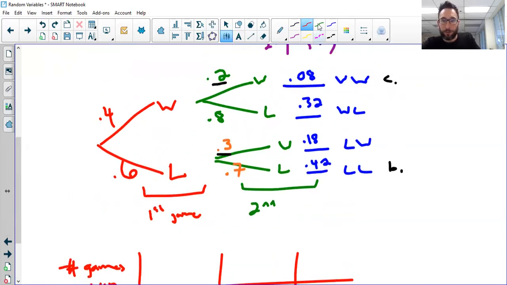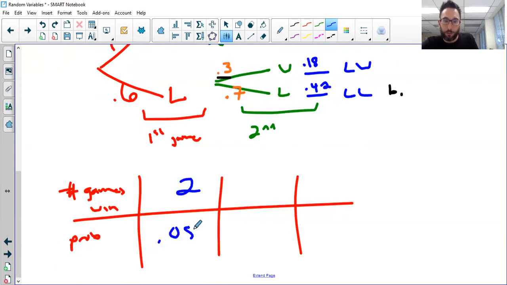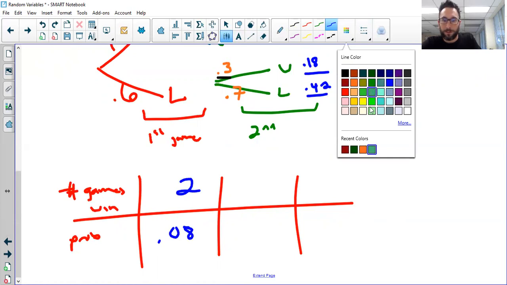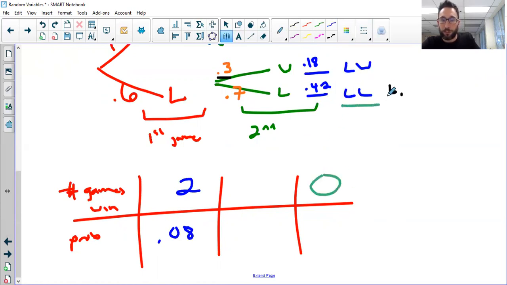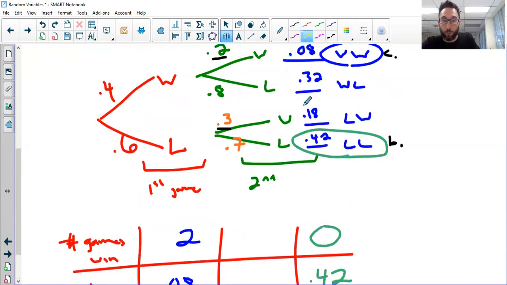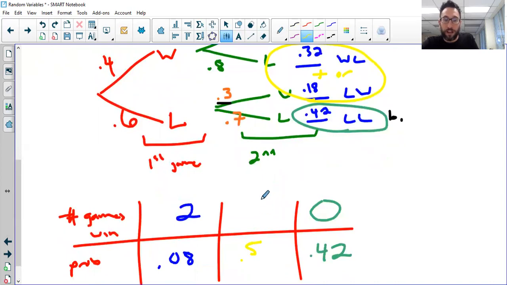If we look in the blue situation here, what are the possible numbers of games we win? Well, we could win 2 games, and the probability that happens is 0.08. Or, well, this color looks cool, we could win 0 games, we could lose both of them, and the probability that happens is 0.42. Or we could win 1 game, which could be win then lose, or lose then win, and when we add those, we get 0.5. I feel pretty confident this model is correct because I always want to check that these 3 probabilities equal 1. They do, right? 42%, 92%, 100%. Yeah, so there's our probability model.